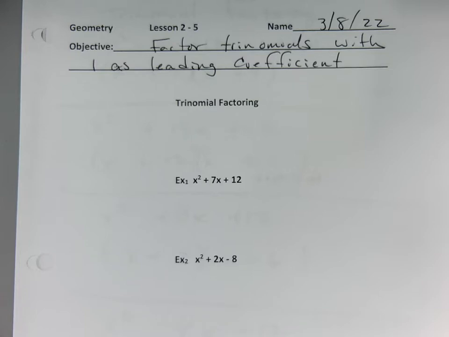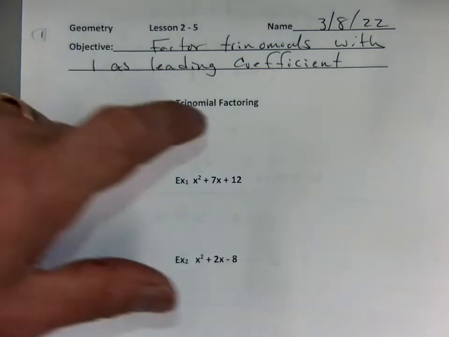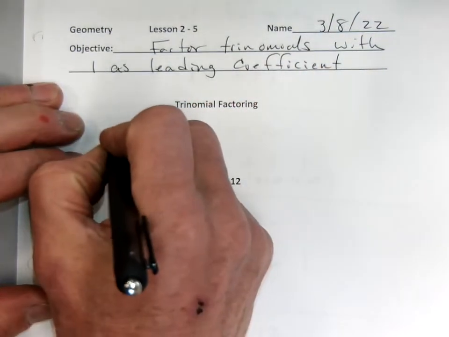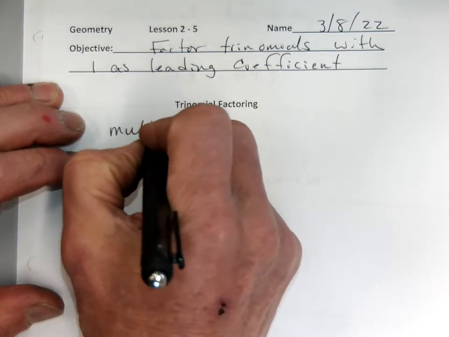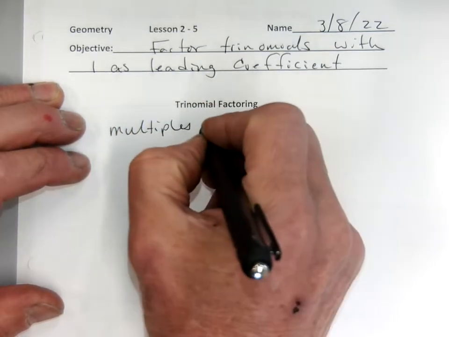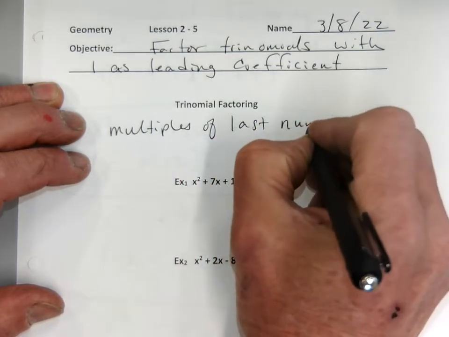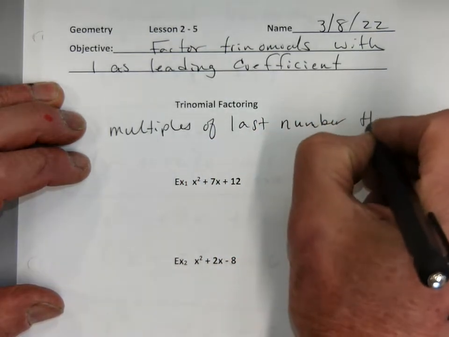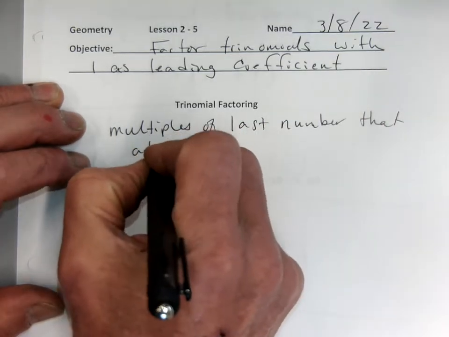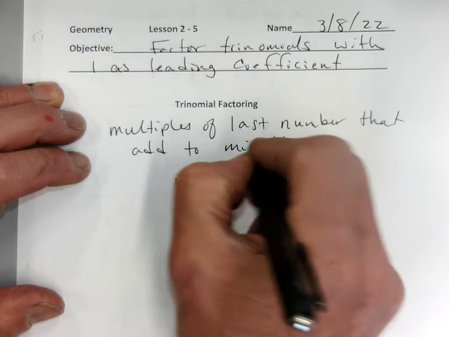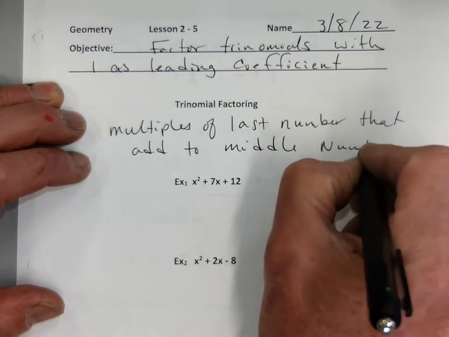I'll say that again. We're looking for multiples of the last number that add to the middle number. Okay, that's the trick.